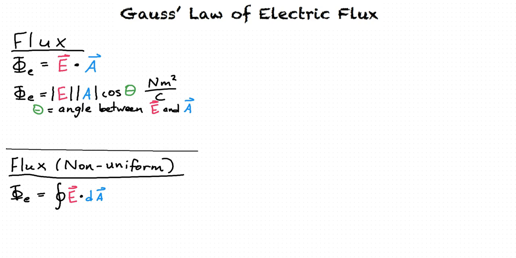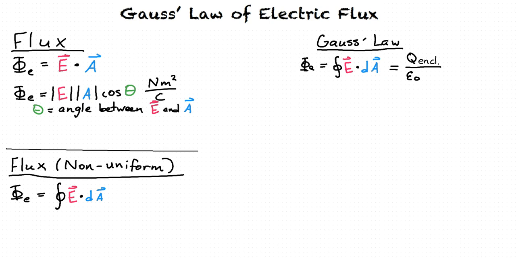So here is Gauss's law. Phi sub E, flux, equals the surface integral of E dot dA, which we just learned is the non-uniform version of flux, which is equal to Q enclosed, which means charge, divided by epsilon naught. Now this is the general form of Gauss's law. For a uniform field, it is usually simplified to flux equals EA cosine theta, which is equal to Q enclosed over epsilon naught. So Gauss's law means that the flux coming out of an enclosed surface is equal to the total charge inside the surface divided by the permittivity of free space.